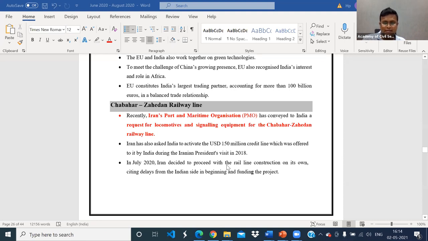And then Iran has asked India to activate the $150 million credit line, which was offered by India during the Iranian president's visit in 2018. We offered them, we will provide them support of the $150 million loan. We will give them these instruments as a part of the loan.